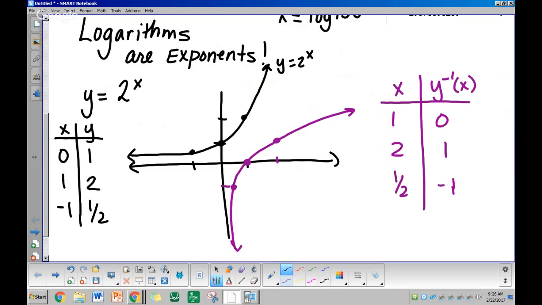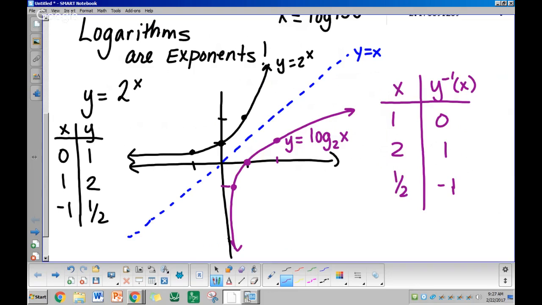which is reflected about what line? y equals x. So here's my y equals x reflection. All inverses are reflected across this line. And so we're going to define this as log base 2 of x. So that's its name.